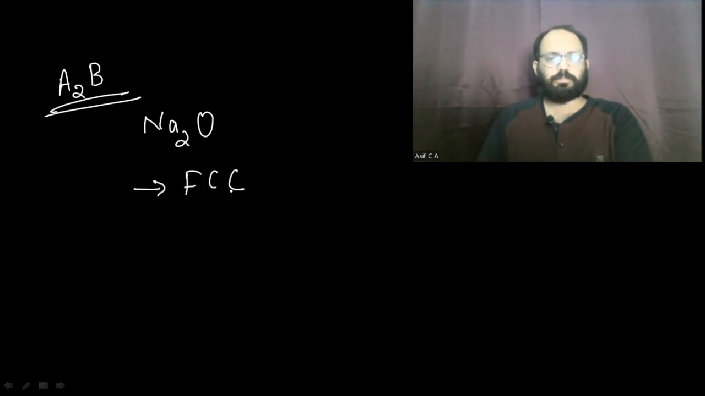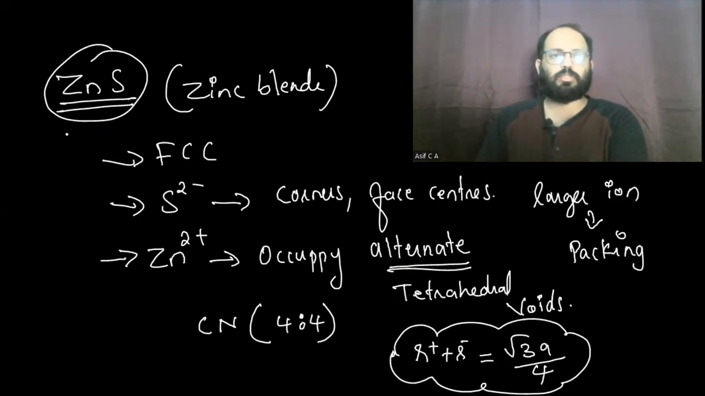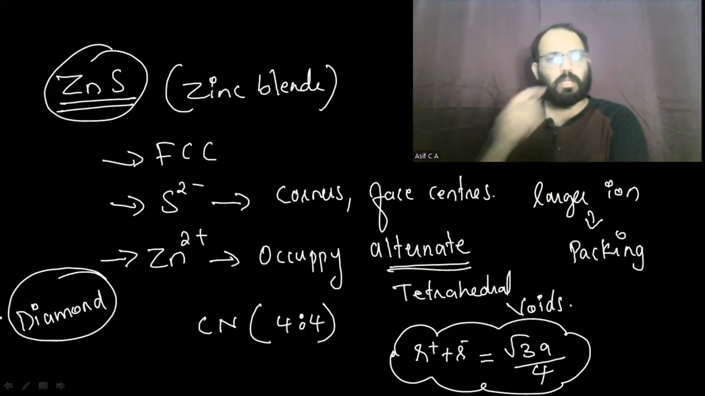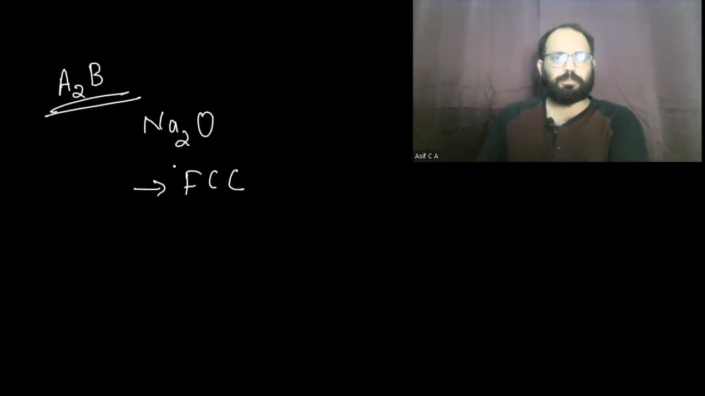Then you have A2B, just the opposite of the fluoride structure. Example Na2O. Here again, FCC packing. Just remember, I'll be adding something to this. Like zinc sulfide, there is diamond. In diamond, the point is that everything is carbon, as diamond is an allotrope of carbon. So you will have four atoms coming from the FCC packing and four from alternate tetrahedral voids. I'll be explaining that here.